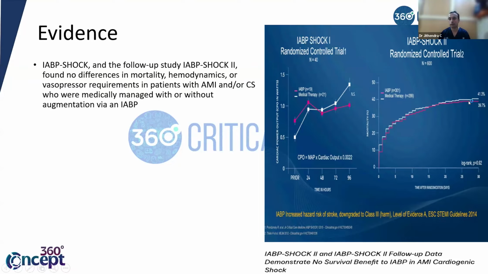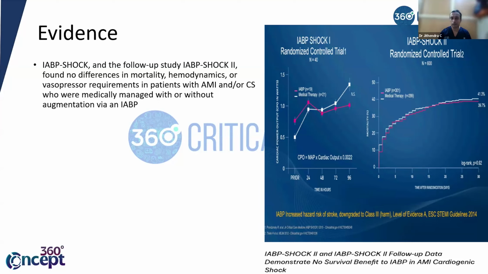So that means there's no mortality benefit. And there was actually a much increased incidence of some adverse events as well. So that is when they downgraded it from class 1A recommendation to class 3 recommendation. What does class 3 mean? Class 3 means the risk is more than the benefit. So that is the recommendation currently.